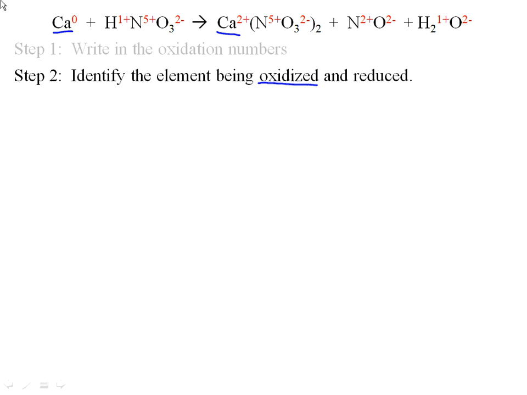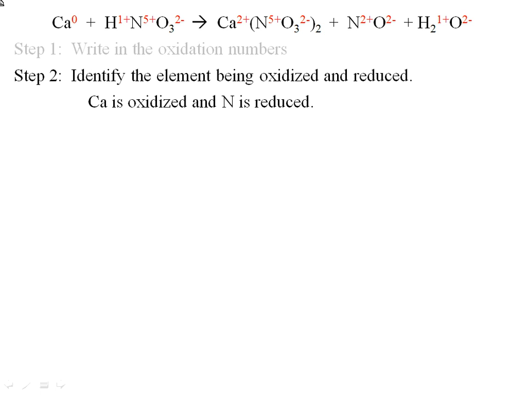And the element that's being reduced, well, you have to look carefully again. Nitrogen is being reduced. Now, some people would say, if you look at this nitrogen right here, the oxidation number doesn't change, but that's true. But this nitrogen's oxidation number does change. It goes down from +5 to +2. So that's what's undergoing reduction.